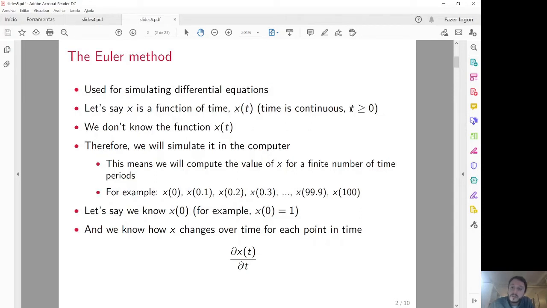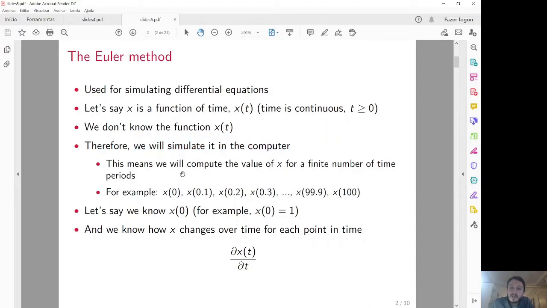Time is continuous and starts at 0. But we don't know the function x of t. This means that if we know t, for example, we want to know the value of x at time 10, there's not a formula for finding the value of x. That's why we're going to need to use the computer. So we will need to simulate the variable in the computer.